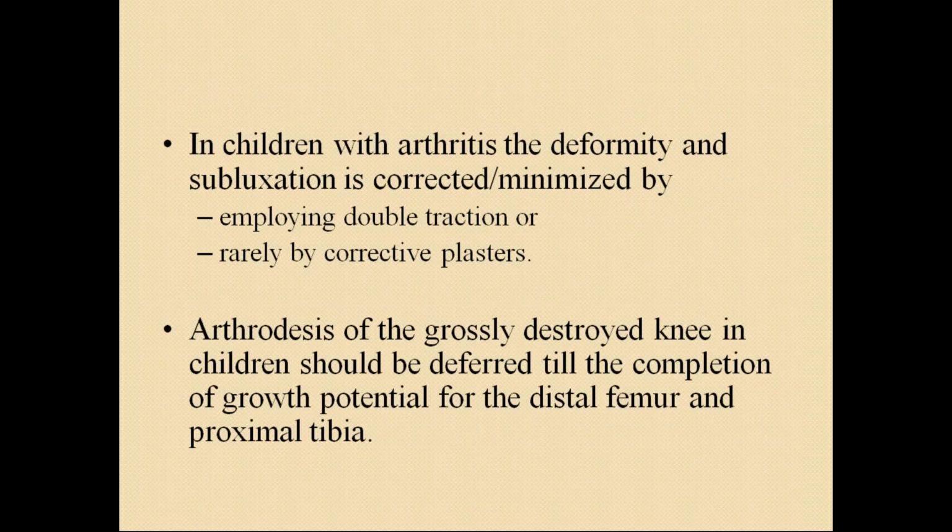In children with arthritis, deformity and subluxation are corrected by employing double traction and rarely by corrective plasters. In adults, we can apply central traction. In children, we have to apply double traction, and sometimes if the children are very small, we can go with corrective plasters. In children, we don't do arthrodesis. Arthrodesis of a grossly destroyed knee in children should be deferred till completion of growth potential of the distal femur and proximal tibia. Once the child achieves maturity and the growth potential is completed, we'll plan later. So in children, we won't go for arthrodesis.